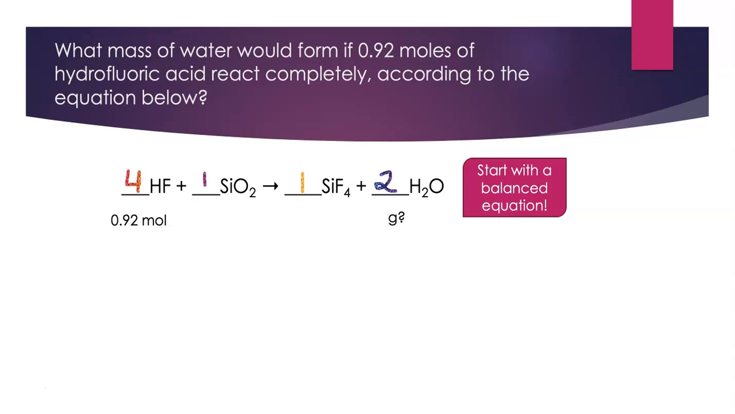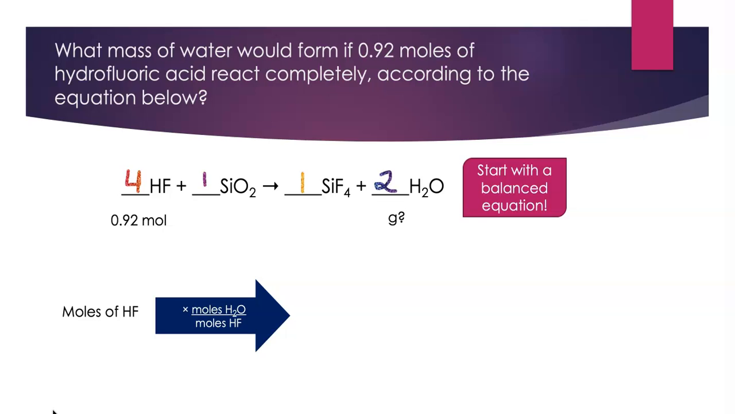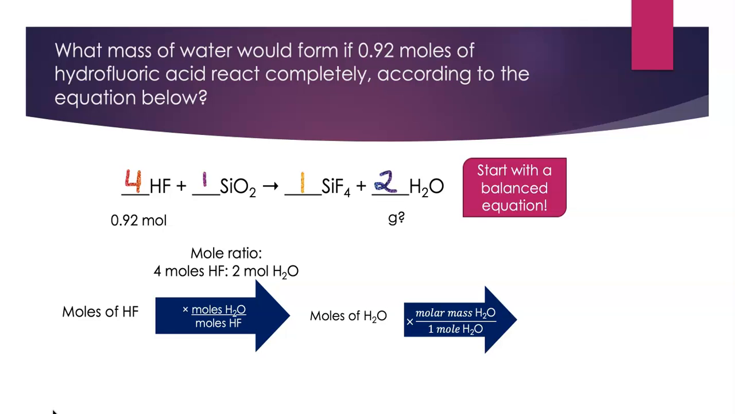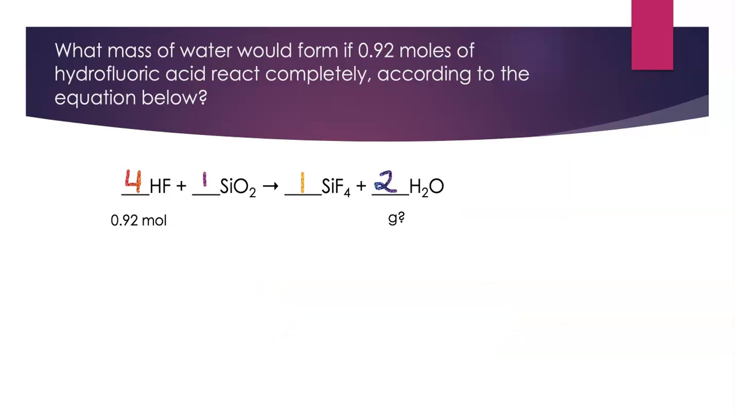Let's think about this in terms of the mole road. We've got moles of HF. I can use a mole to mole ratio from the balanced equation to get to moles of water. And the balanced equation tells us that 4 moles of HF react to give 2 moles of water. That leaves me with moles of H2O. And then I can use the molar mass of water to convert to grams of water. Note that whatever I've got in my numerator becomes the denominator of the next conversion factor, and that helps me to set everything up. So we're going from moles to grams.